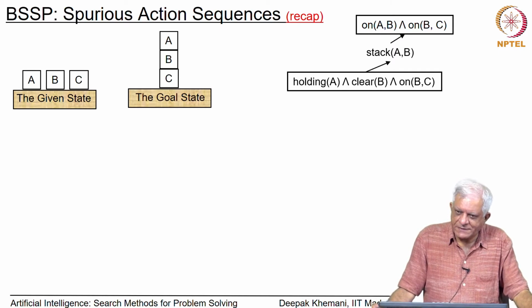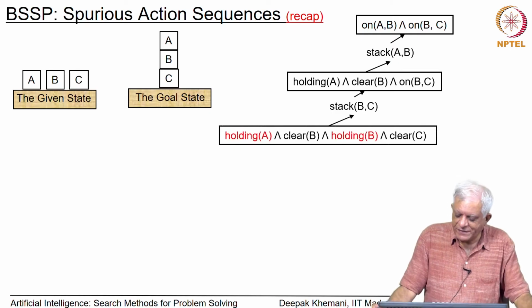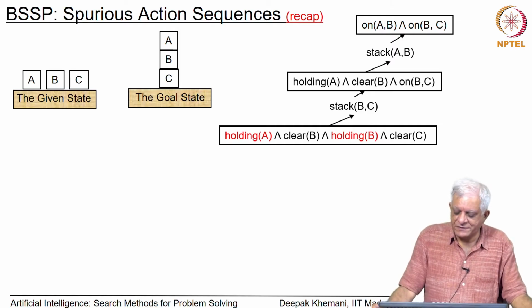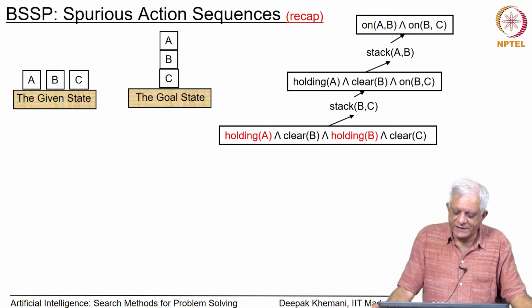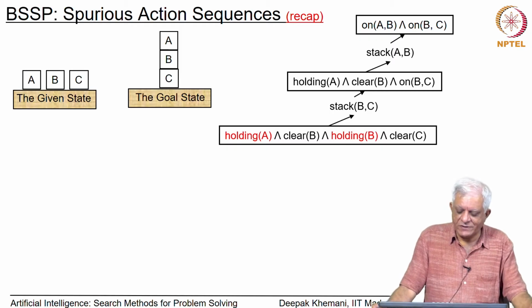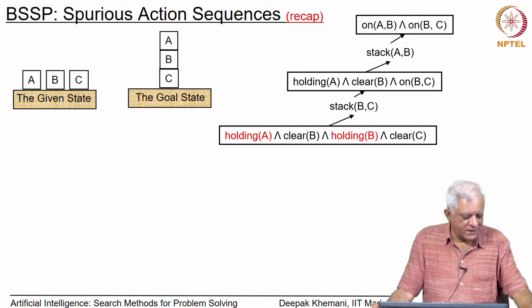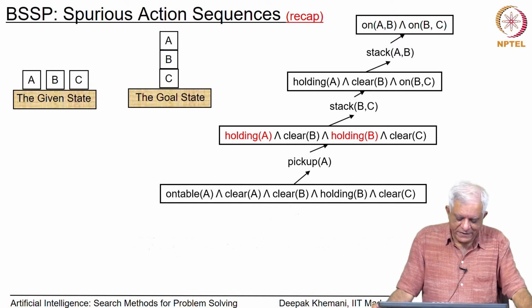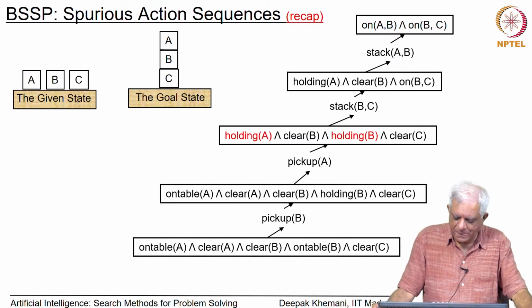The backward state space algorithm could choose any of these goals to be achieved next. So, let us assume that it chooses the goal on B C and chooses the action stack B on C. And we had observed at that point that what it regresses to is not something which is consistent, and it nevertheless goes ahead and constructs a plan, and it constructs a plan in which it has regressed to a goal.